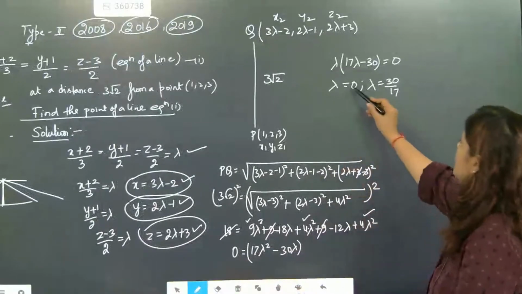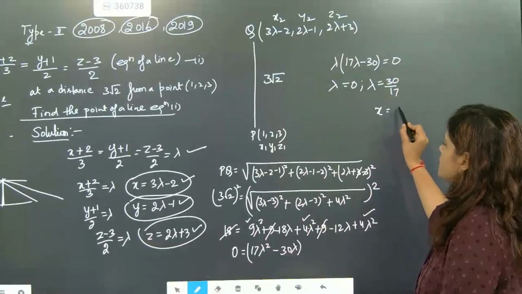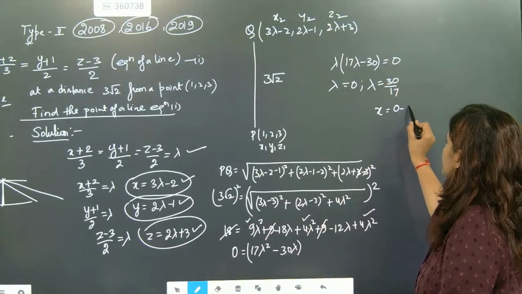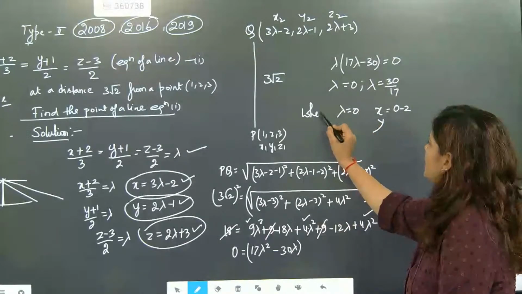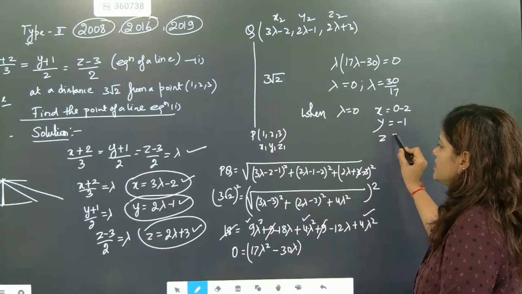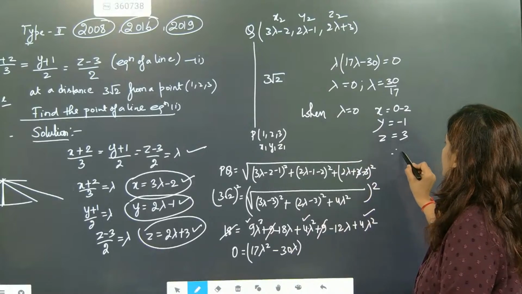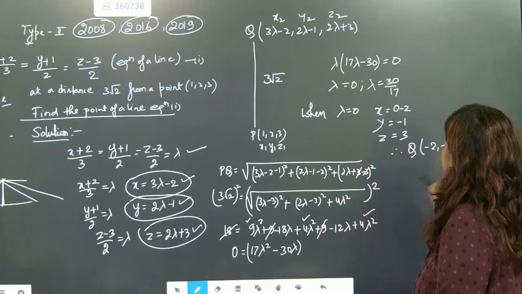So here, one time you put lambda is equal to 0. Lambda is equal to 0. So x is equal to 0 minus 2. When lambda is equal to 0, y will be equal to minus 1 and z will be equal to 3. Therefore, the Q point will be minus 2, minus 1 and 3.